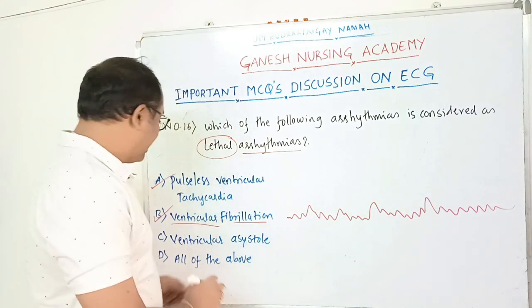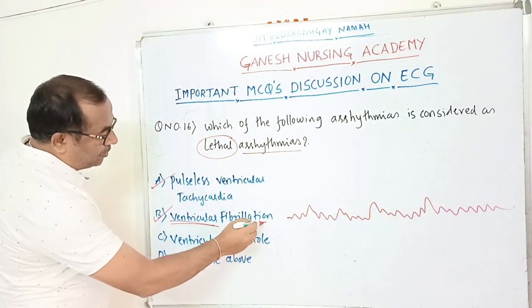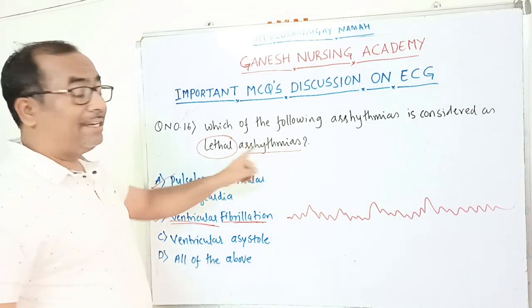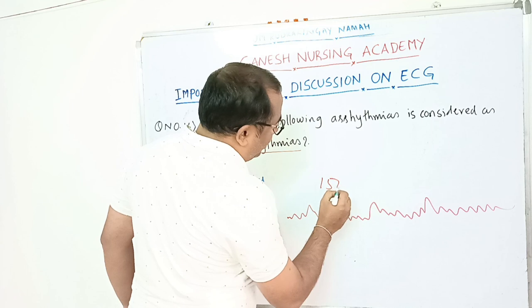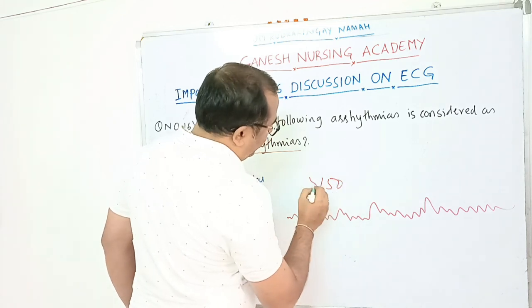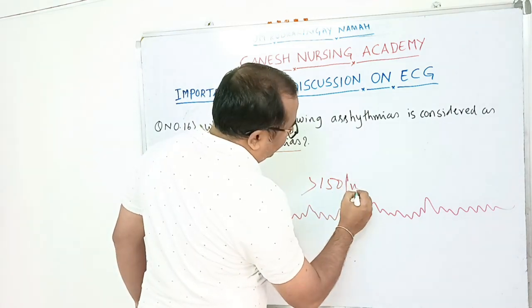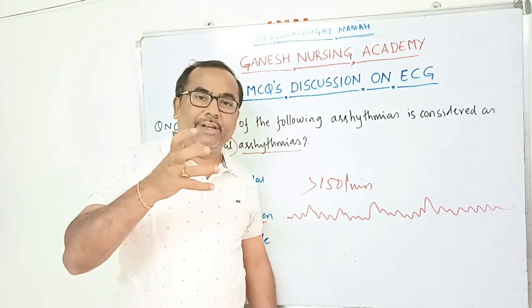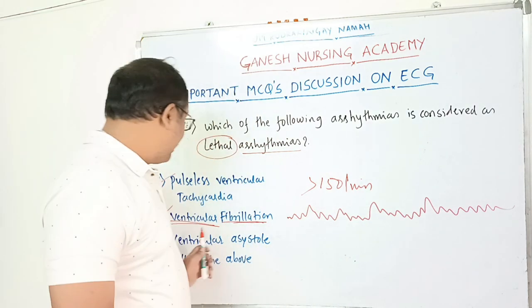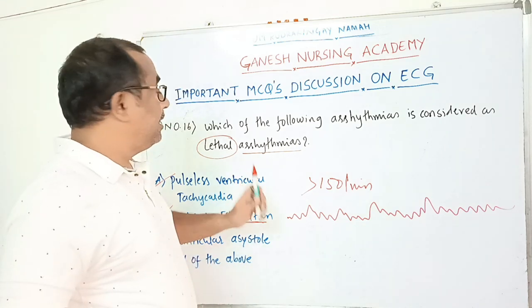So that is why ventricular fibrillation is also considered as one of the lethal, that is dangerous, arrhythmias. And when you see the heart rate of the patient, here also the heart rate is more than 150 per minute, and here the heart is only shivering. So this is also considered as one of the serious lethal arrhythmias.